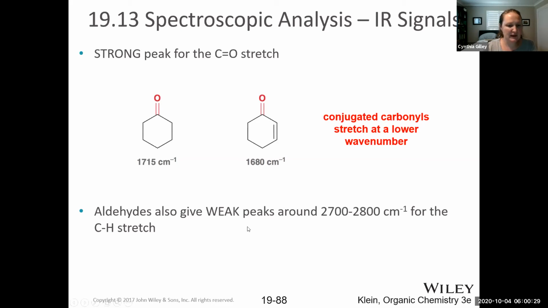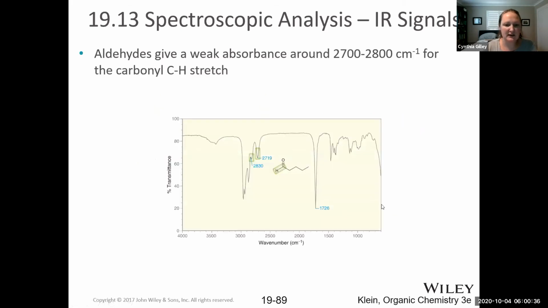Aldehydes also give weak peaks around 2700 and 2800 for the CH stretch that's unique to an aldehyde, right? So a little to the shoulder of our normal carbon sp3 bonded to hydrogen stretch, we see two additional bands for this particular carbon-hydrogen bond that only exists in aldehydes, and that's something to look for if you think you have an IR of an aldehyde.